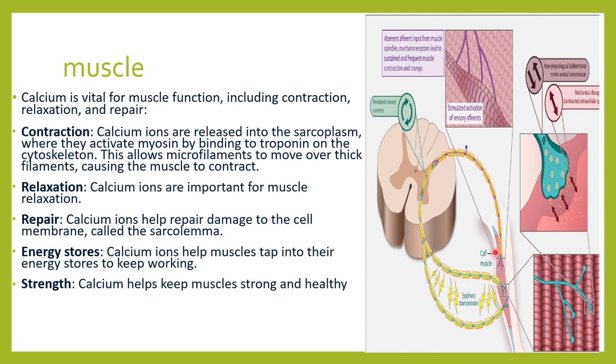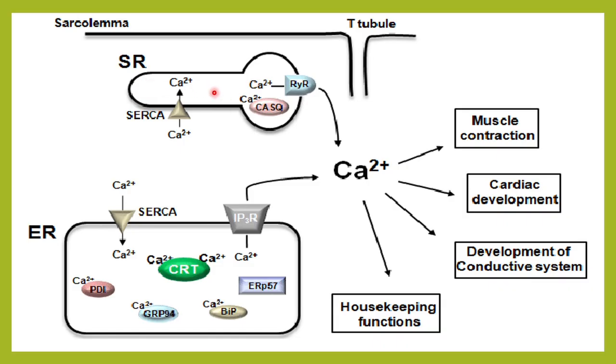When this calcium is released into the sarcoplasm, it will activate the myosin and help in the binding of troponin, which will help in the contraction. It is also required for the repair of the muscle cells. It helps in the energy storing of these muscle cells, and to give strong and healthy muscles we require calcium. From the sarcoplasmic reticulum, the calcium is released. Whenever it comes, this helps in the muscle contraction, cardiac development. It helps in the conductive system. It also helps in these housekeeping functions.